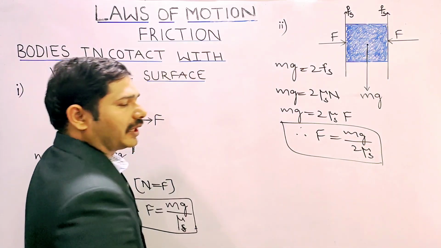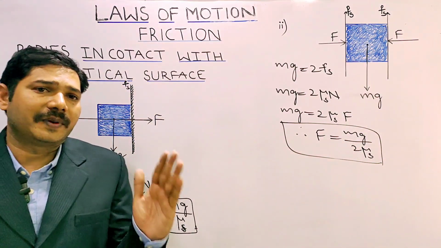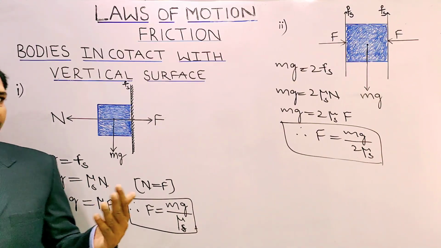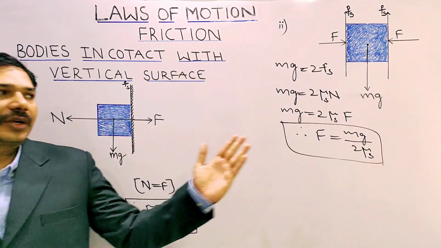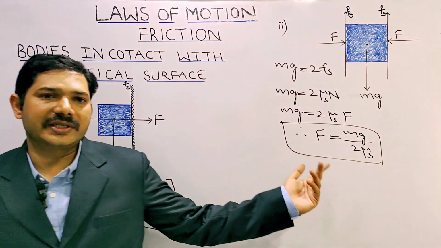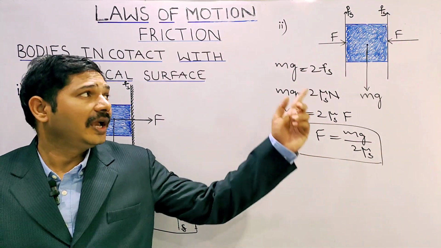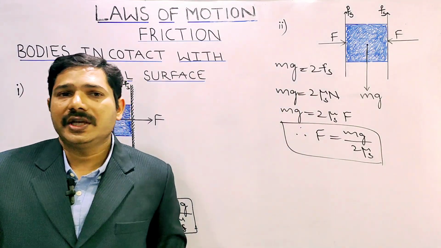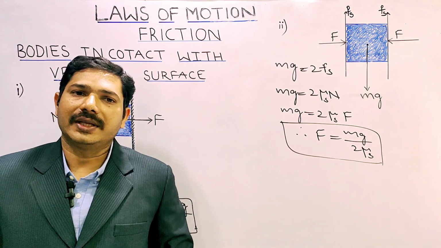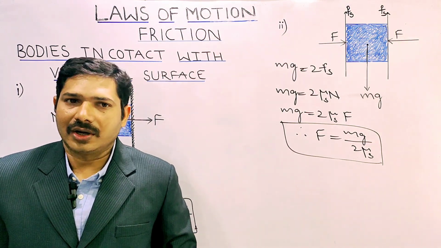So when the body is pressed between the two hands, without slipping, what amount of force do we have to apply? mg by 2 mu s, where mu s is the coefficient of static friction, m is the mass of the body, and g is acceleration due to gravity. Based on these cases, we will now discuss the problems.